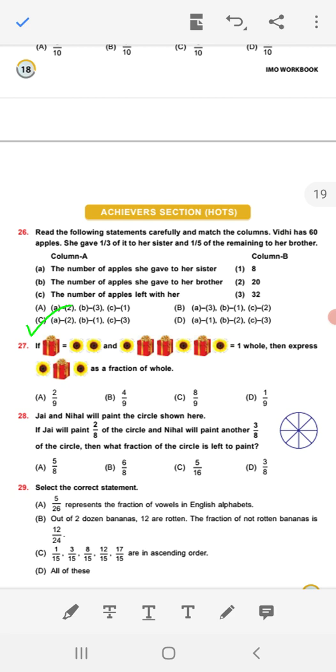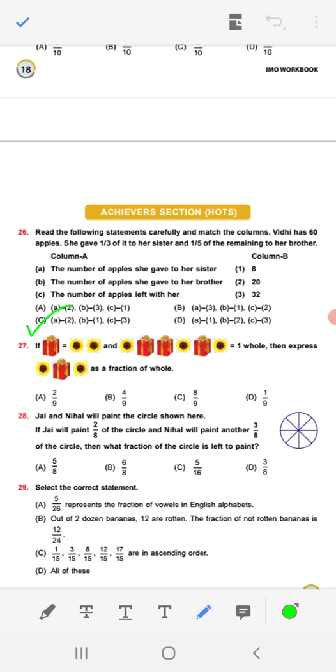Now passing to question number 27. See it here. If this red box is equal to this yellow color picture, and this yellow color picture is 2 red boxes, 1 yellow color picture, 1 red box, and this is total 1 whole, then express this one as a fraction of the whole. See, this yellow color 1 box means 2 yellow color pictures, each of 2. So this is 1, then 2, 4. Here is also 2 yellow color pictures.